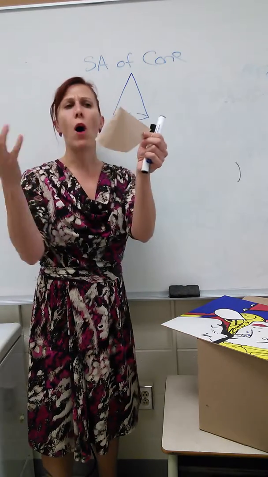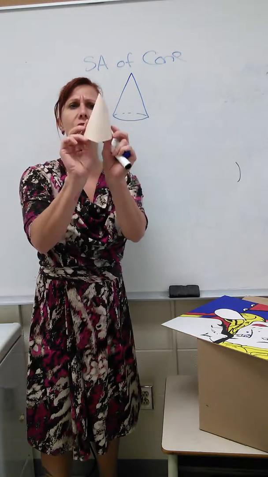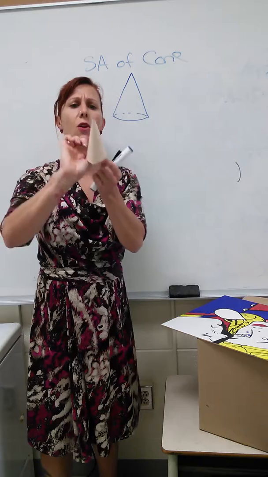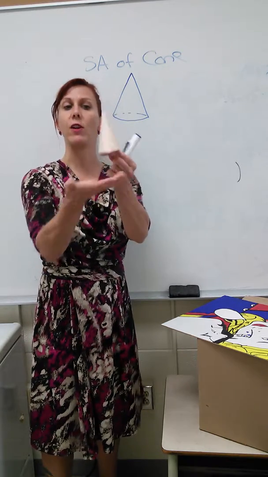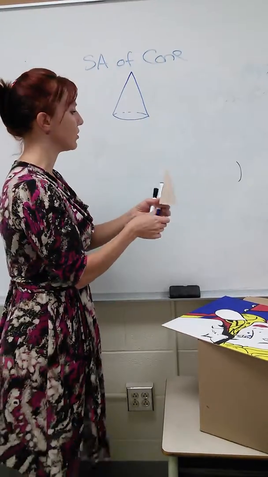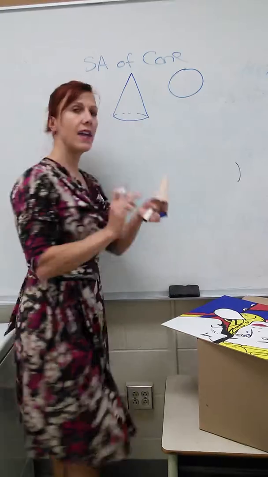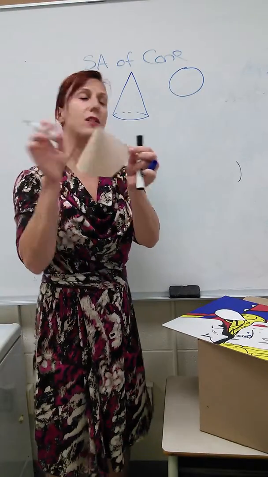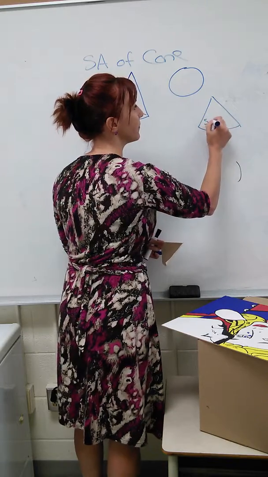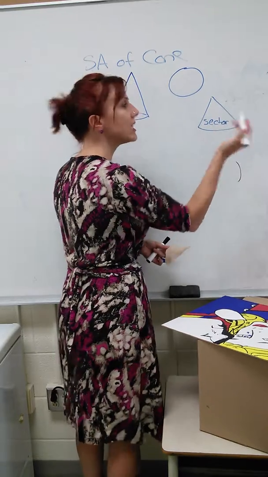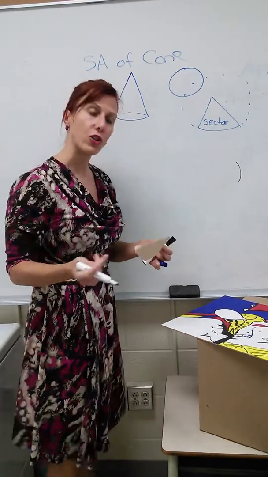If it's a wider cone, it would have more of the lateral section, but we're using a thinner cone this time. So we have two different parts to find surface area. We have the bottom, which would be our circle. And then when we open this up, we have something that looks like this, which is called a sector. And it's actually a small piece of a larger circle.